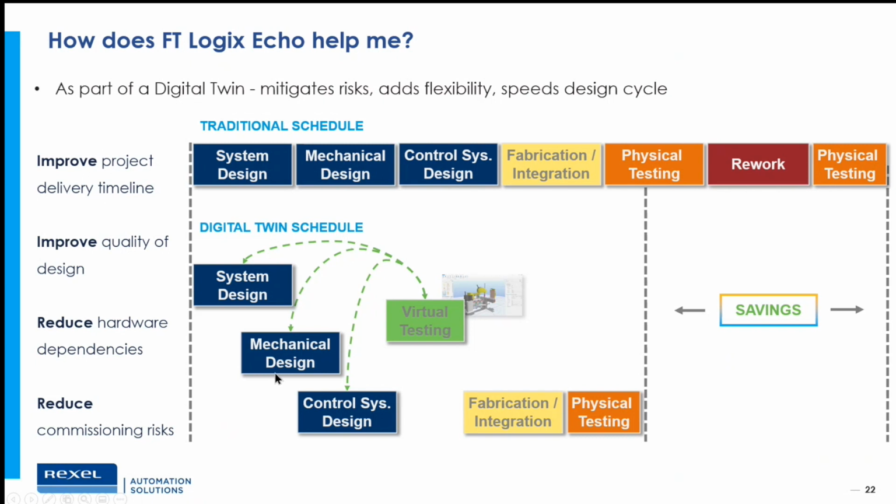And again, with this digital twin schedule, they're showing system design, mechanical design, and control system design overlapping, and then you do your virtual testing even before your fabrication. The idea is you work out all your bugs, you get a more solid design that's verified before you even build the machine, and you can build that machine with more confidence. And you do your physical testing, and in a perfect world there'd be no rework, but maybe there is some rework, but it's reduced or far less risky than it would be if you didn't have that complete virtual testing done.